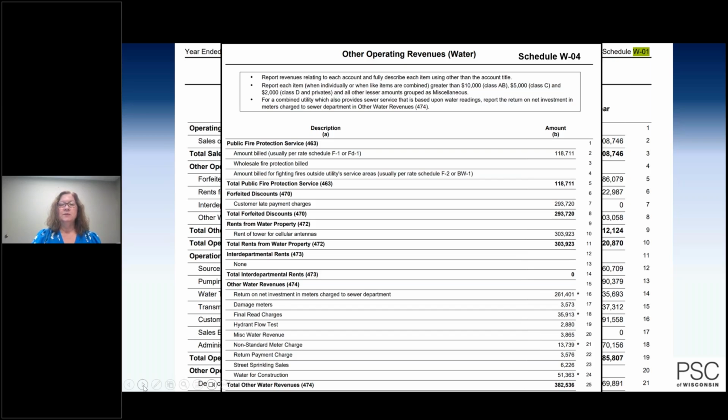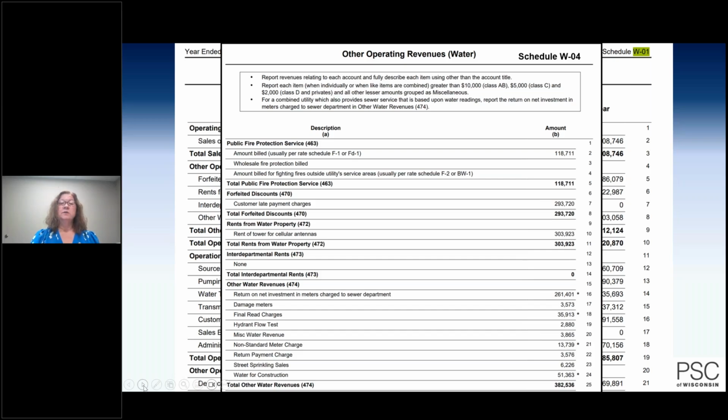You'll see late payment charges. Towards the bottom, there's other water revenues that have tariffs such as R-1 for reconnection or AM-1 for additional meter charges and some other miscellaneous things. In the middle of your page, you'll see rents from water property. The most common would be a water utility that has water towers and has leases from cell phone companies to put antennas on that. We do get questions about this.